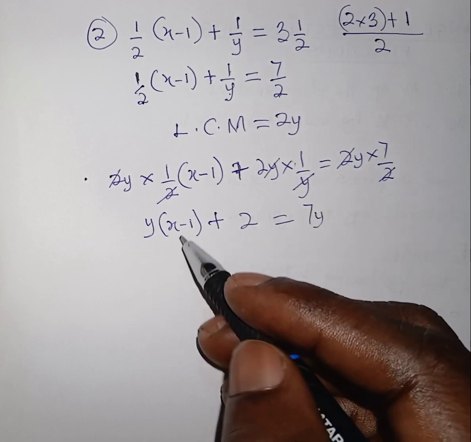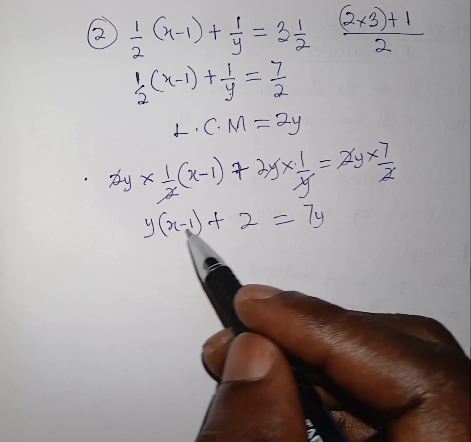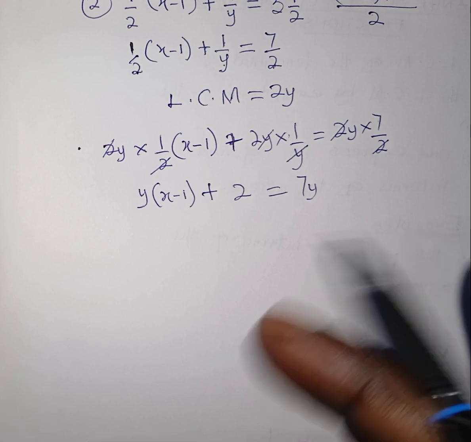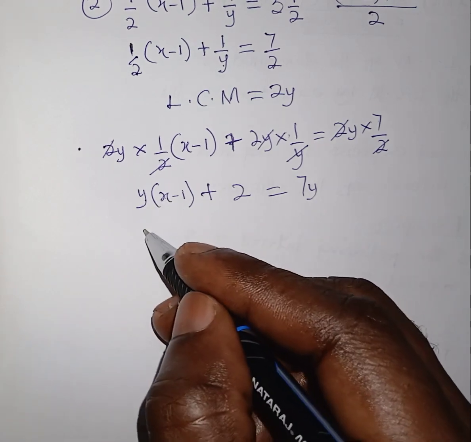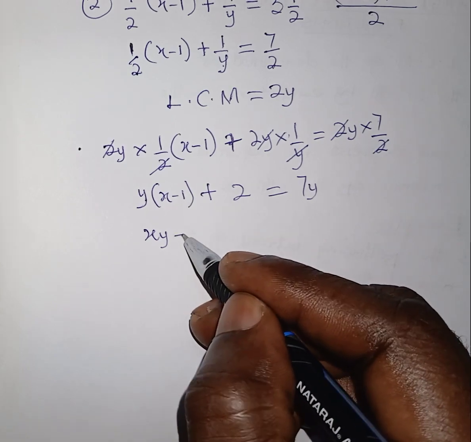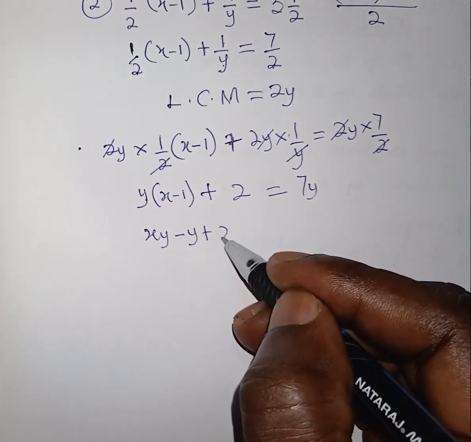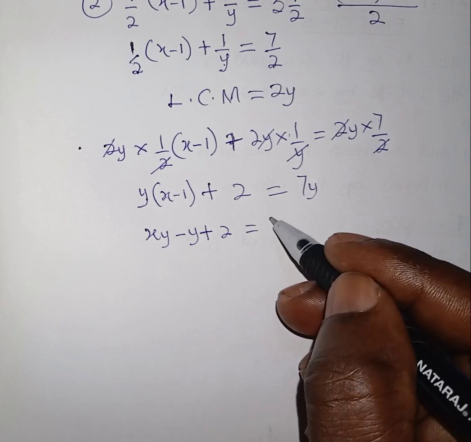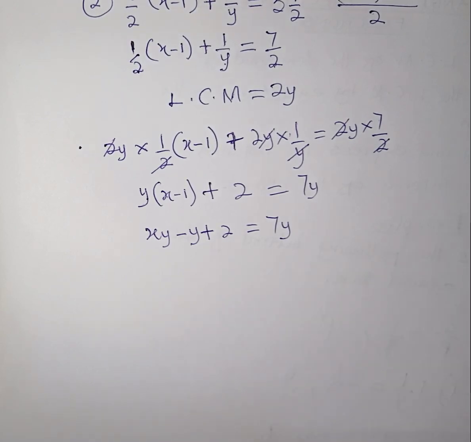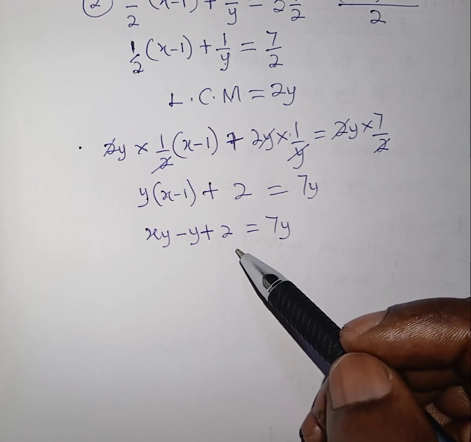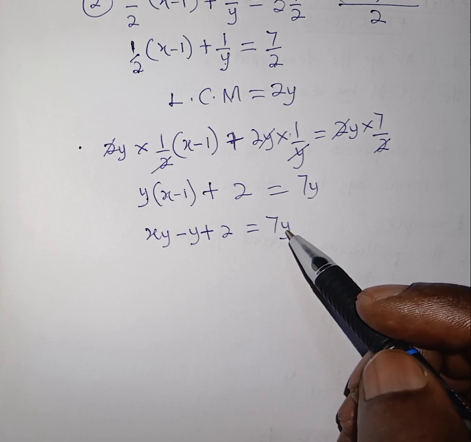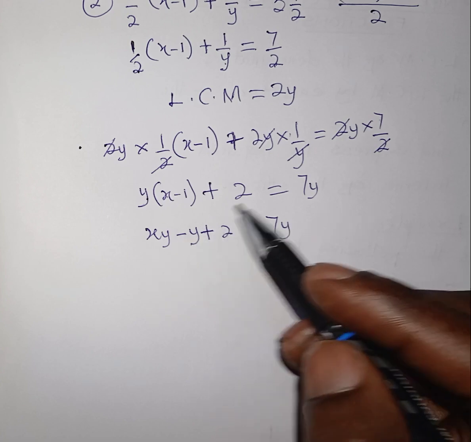7y. Okay, once you get this, now we have this here. What do we do? We just need to open the bracket. So y times x gives us what? Xy. Y times 1 gives us what? Negative y plus 2, which is equal to 7y. Now in this question, we were asked to express y in terms of what? X. So what do we do now? We need to group like terms.